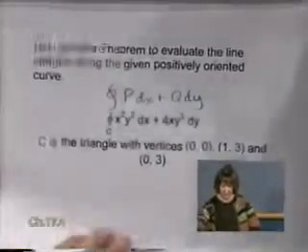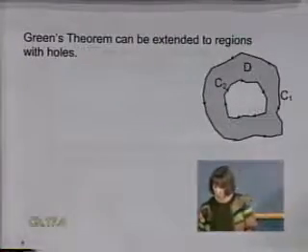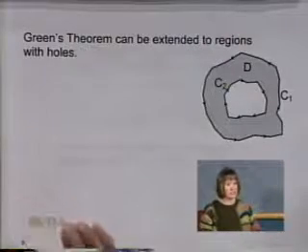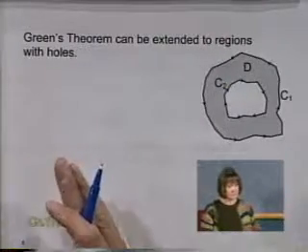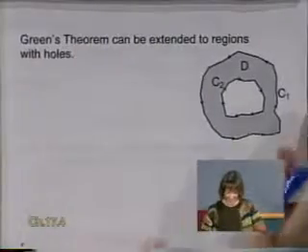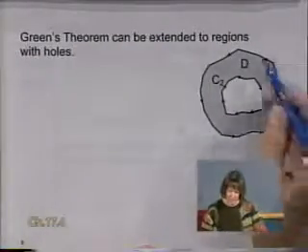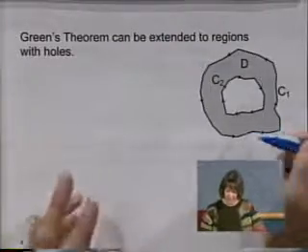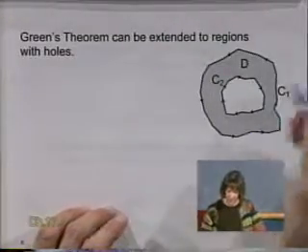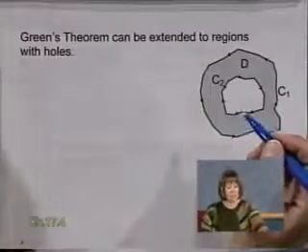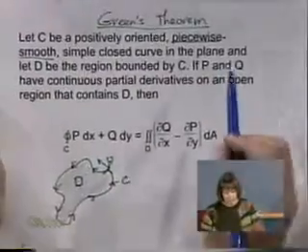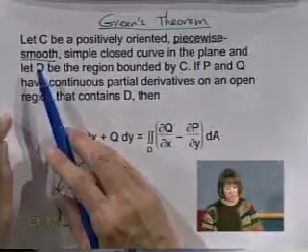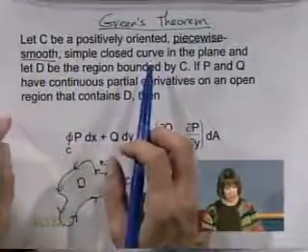Next one I want to look at, I want to talk about Green's theorem can be extended to regions that have holes. All right, now notice, my lab technician drew these, and it's not real smooth. When I looked at it, I was a little bit upset. I said, it's not beautifully smooth. She's got corners here, and I like my curves to be smooth. But notice, Green's theorem says C is a positively oriented, piecewise smooth, simple closed curve.